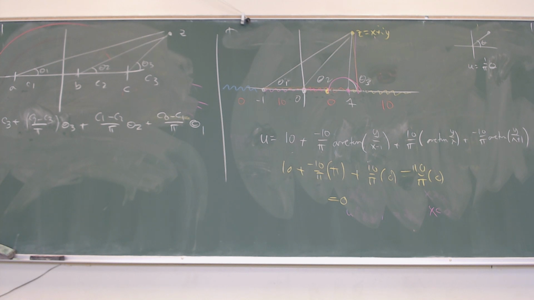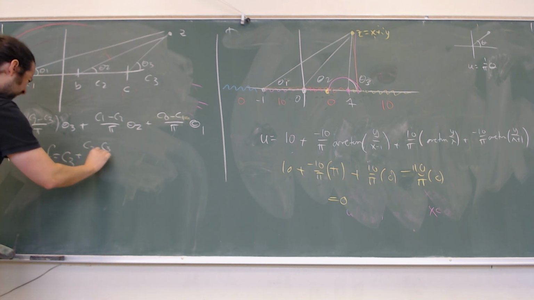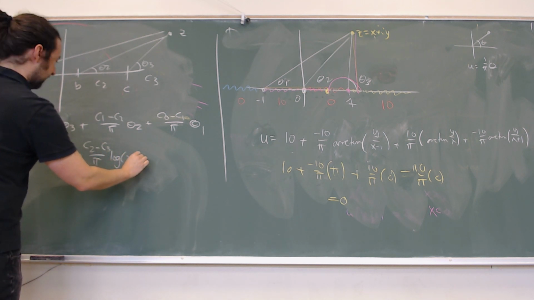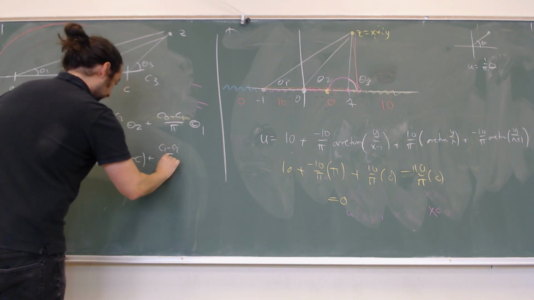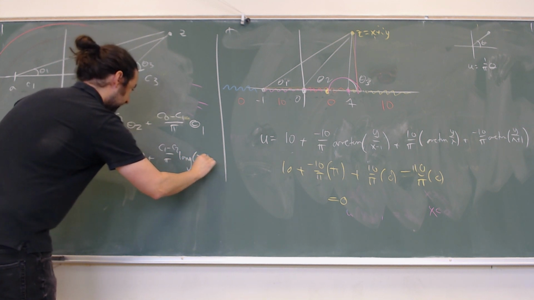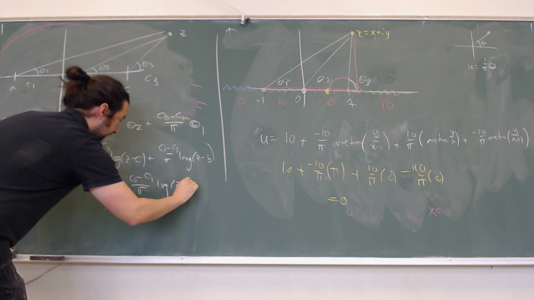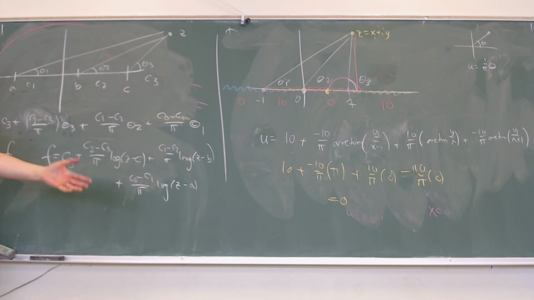Okay. So the idea here is that you can write u as the real part of f, where f is equal to c3 plus this pile of logs, right? So c2 minus c3 over pi log of z minus a, c3 is over here, plus c1 minus c2 over pi log of z minus b, plus c naught minus c1 over pi log of z minus a. And the idea is because it's log, log, log, you're just superimposing the original solution that we had 3 times.